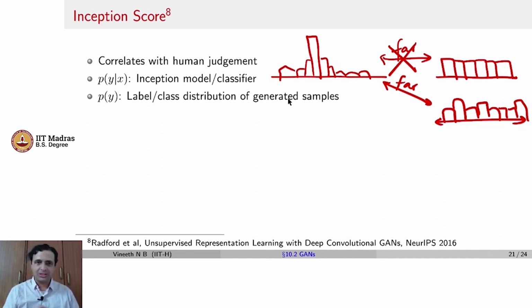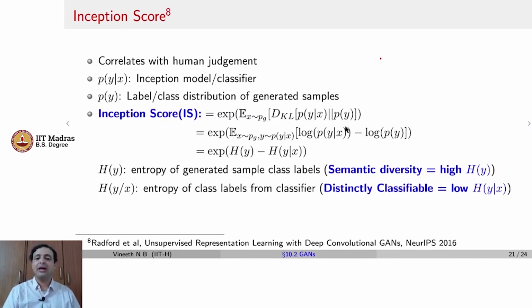So how the marginal distribution of the class labels in your generated images looks is the baseline, and you want the class distribution of a specific data point X to be as far away as possible from that baseline distribution for your generated images. So the inception score is given by a KL divergence between P of y given X and P of y, which can be written as log of P of y given X minus log of P of y, which can also be written as the entropy of y minus entropy of y given X.